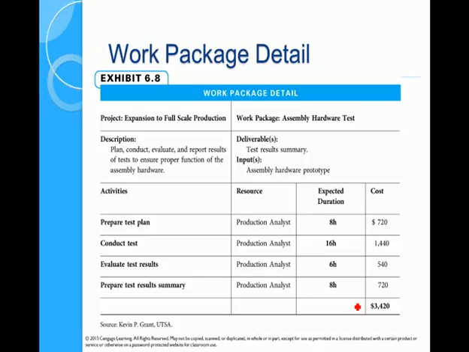So this work package is $3,420 worth of scope. When it's delivered, it'll help achieve the deliverable test result summary, and there'll be a number of other work packages in your project, and once they're all completed, you've completed your project.